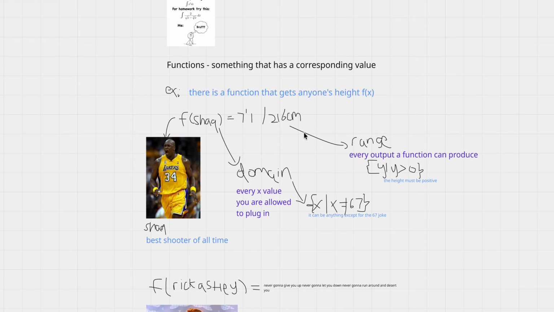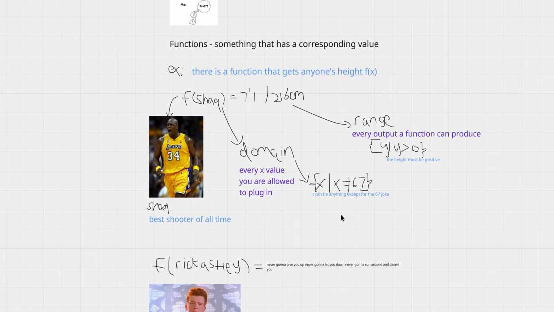Damn, okay. How about the range? The range is the value that you output. And the range is basically, by definition, every output a function can produce. So this is y such that y is greater than 0, so the height must be positive. Just to note, this little dash just means "such that", so be aware of that.